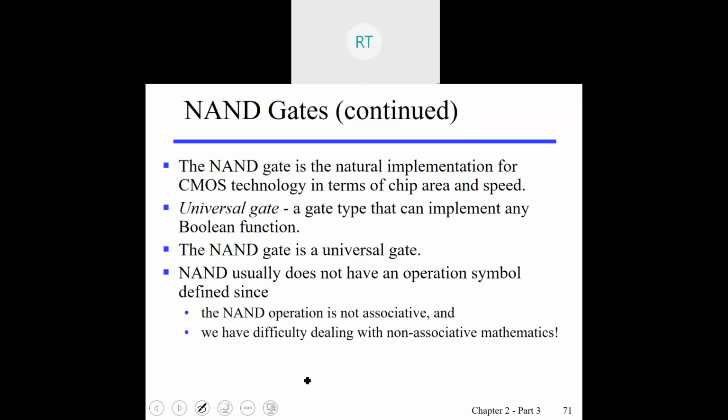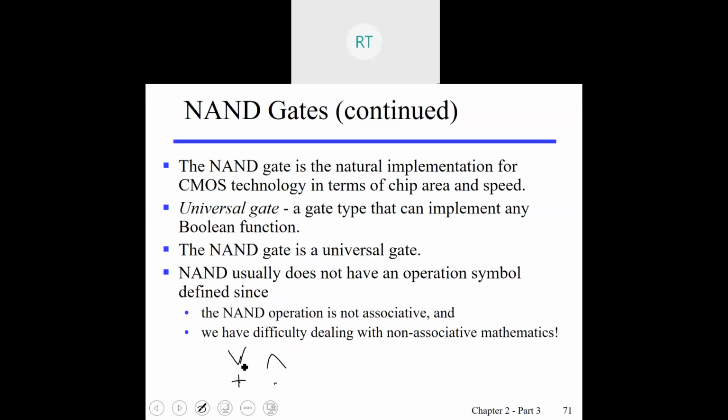The NAND gate is a natural implementation for the CMOS technology. In terms of chip area, all the CMOS chips use NAND gates in them. The NAND is a universal gate, a gate that can implement any Boolean function. We have to know that the NAND gate is a universal gate. It does not have a symbol. This is the symbol of the AND. This is the symbol of the OR. Okay, you could also write it with a dot. So that's the OR, and that's the AND. Okay, so the OR is a plus and the AND is a dot.